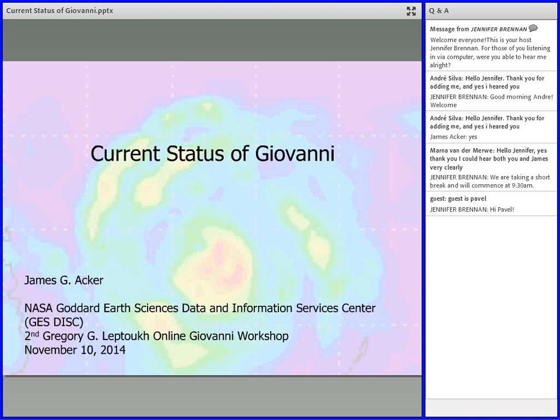Current status of our Giovanni system. As I noted before, and as you'll hear about today, we are in a transitional period between the current system, which we call Giovanni 3, and the next generation, which is called Giovanni 4. I'll get into that in the course of the presentation.